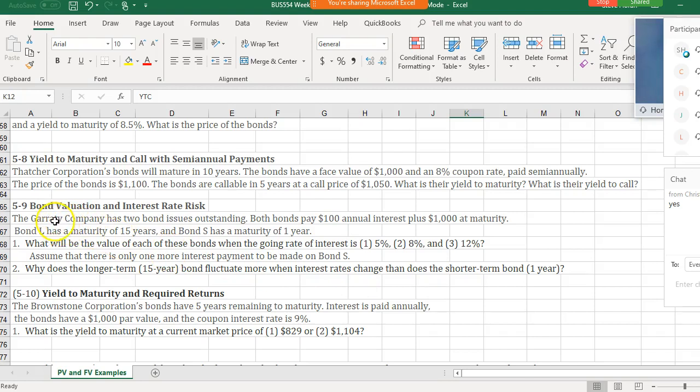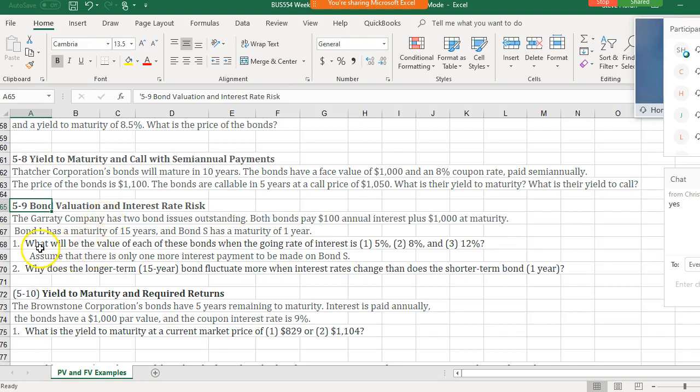So question 9, right here, the Garrity Company has 2 bond issues outstanding. Both pay $100 annual interest plus $1,000 at maturity. So we're looking at annual. It says bond L has maturity of 15 years. S has a maturity of 1 year. So think of L as for long, S is for short.